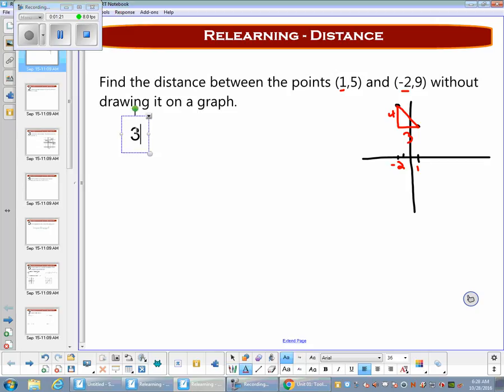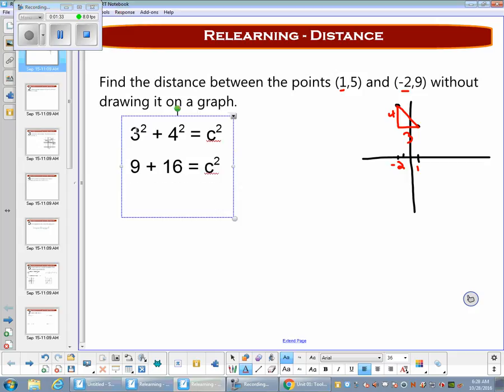3 squared plus 4 squared equals c squared. 9 plus 16 equals c squared, and 25 equals c squared. And so when I square root both sides, c is equal to 5. So the distance between those 2 points is 5. Now most of the time it's not going to work out like a whole number like that, but we start you off with an easier one.